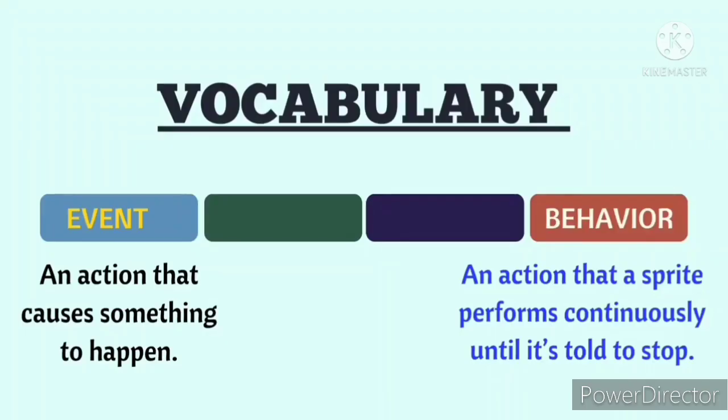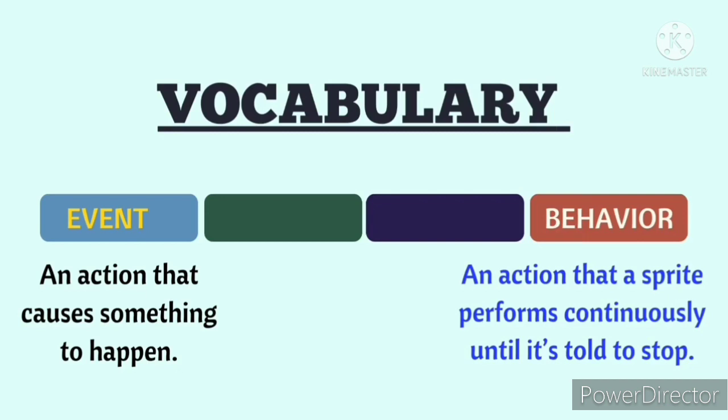Now we are going to take a look at a few vocabulary terms we will be using in this lesson. First, let's look at the term event. What is an event? An event is an action that causes something to happen. Let's take a look at the next. Here we have behavior. A behavior is an action that the sprite performs continuously until it is told to stop.